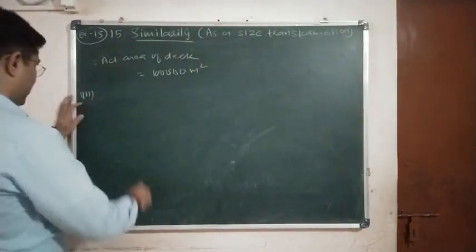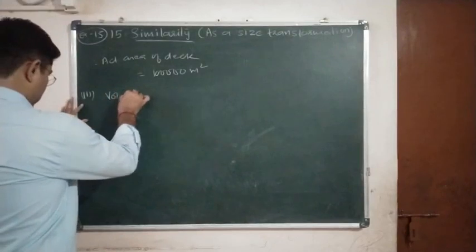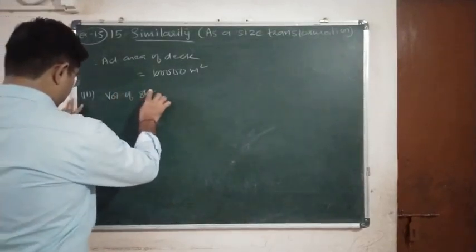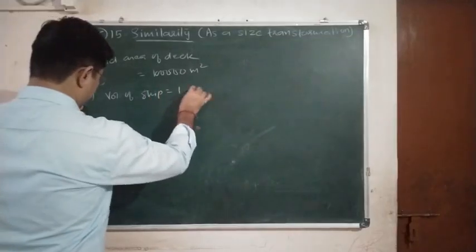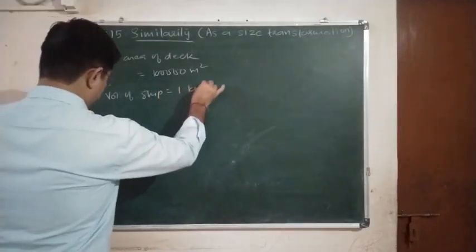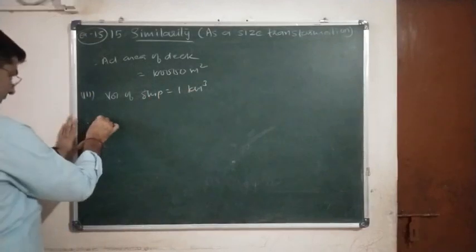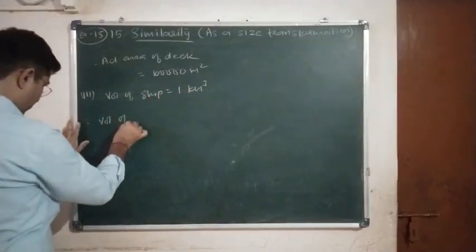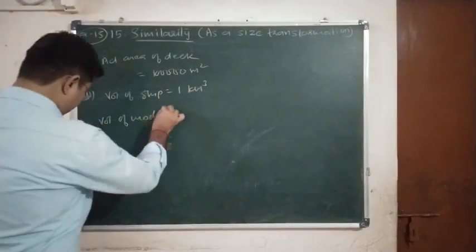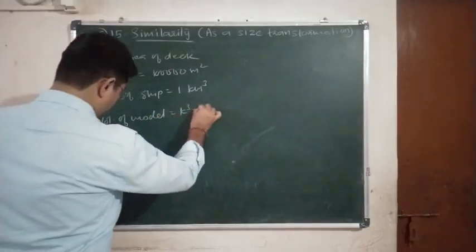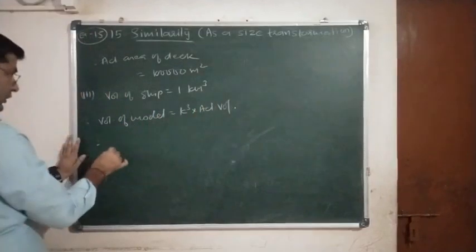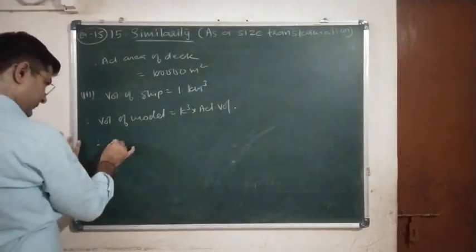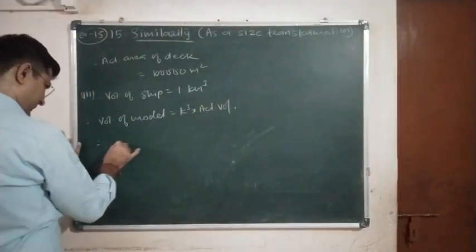Volume of its model. Okay, volume of ship is given to be 1 cubic kilometer. Let us put the formula. Therefore, volume of model is equal to k cube into actual volume. Therefore, volume of model is that we have to find out.